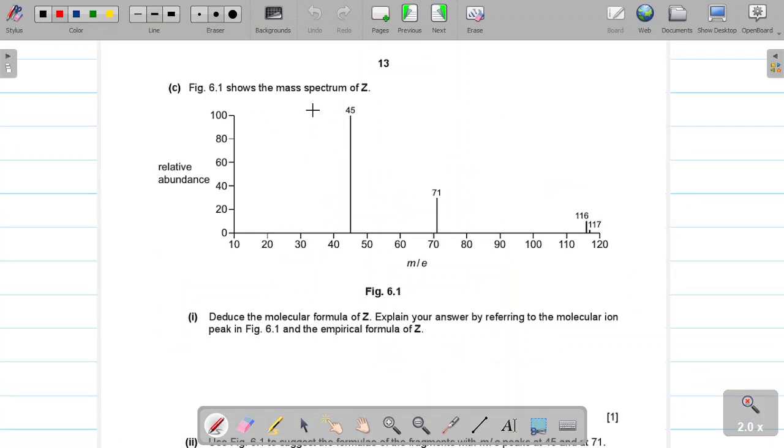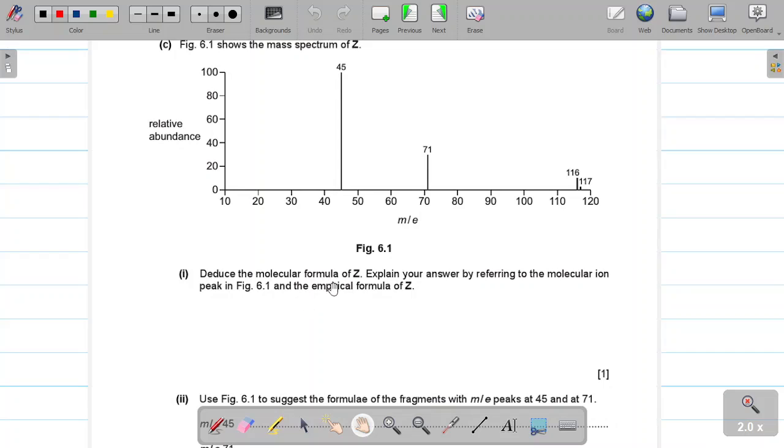Right, figure 6.1 shows the mass spectrum of Z. They tell us here, deduce the molecular formula of Z. Explain your answer by referring to the molecular ion peak in 6.1 and the empirical formula of Z. So the first thing is to determine what is the molecular ion peak. This peak here at 116 should tell us that this is the molecular ion peak. We know that it's also the molecular ion peak because we have the M+1 peak at 117. So this peak comes 1 atomic mass unit higher, which is due to the presence of the carbon-13 isotope.